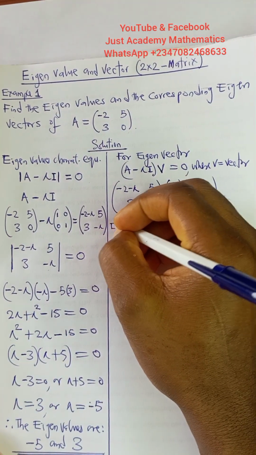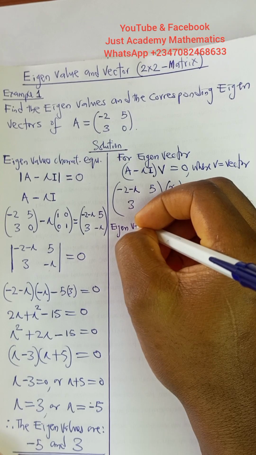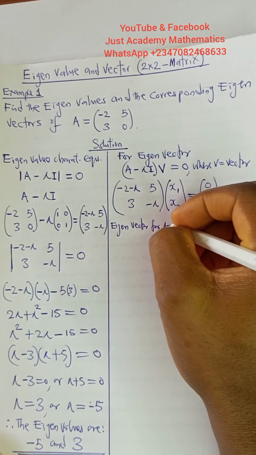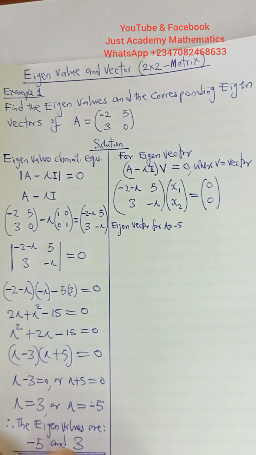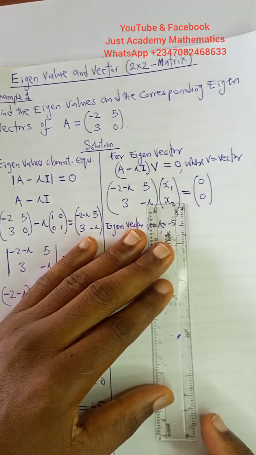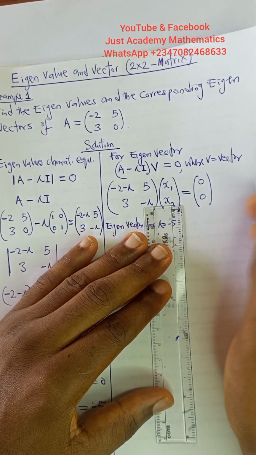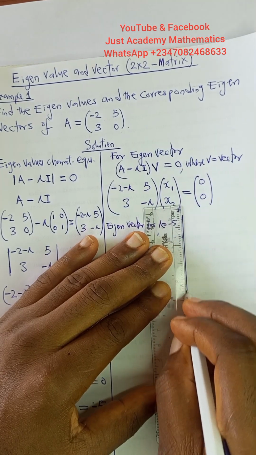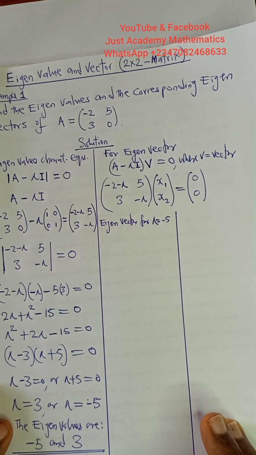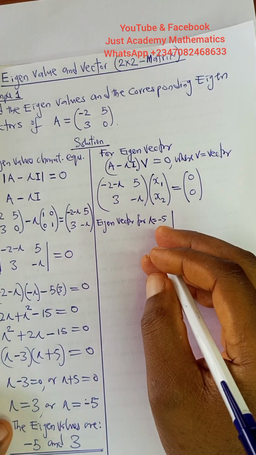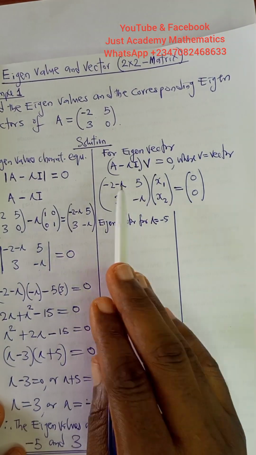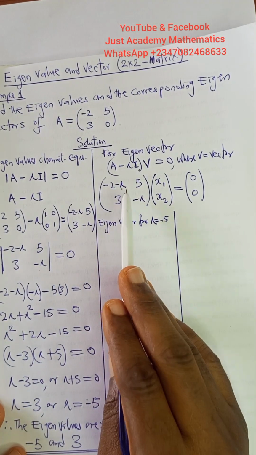So I can come and say eigenvector for lambda equals -5. Then I will also solve for eigenvector for lambda equals 3. But let's take that of -5 first. I'm splitting it because I want to put everything here.